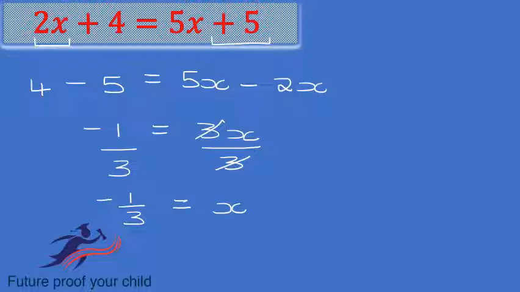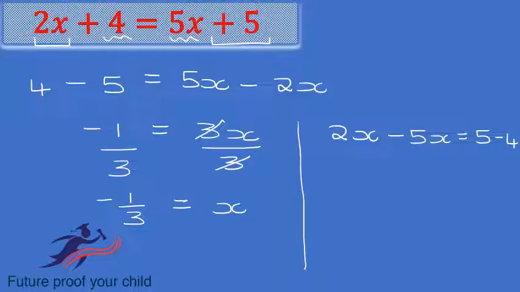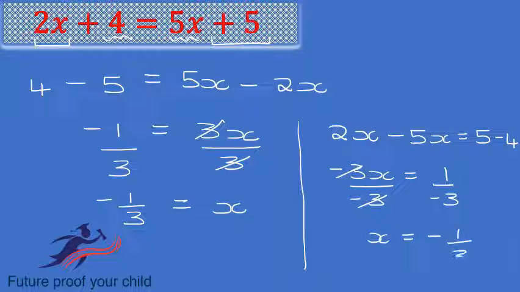Now for those of you who don't like doing it that way, you could also have your 2x on the left, get rid of the 5x by subtracting 5x. Then keep your 5 on this side, get rid of the 4 by subtracting 4, and then 2x minus 5x is negative 3x. And then 5 minus 4 is 1. Divide both sides by negative 3. The negative 3's cancel. So as you can see, x is still negative a third. You can do whichever way suits you best.